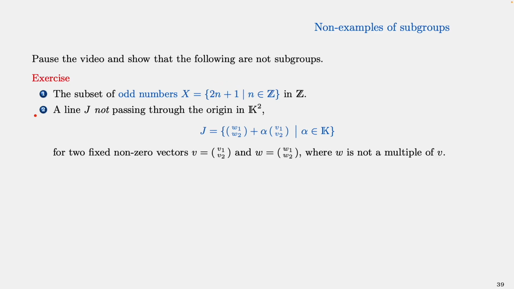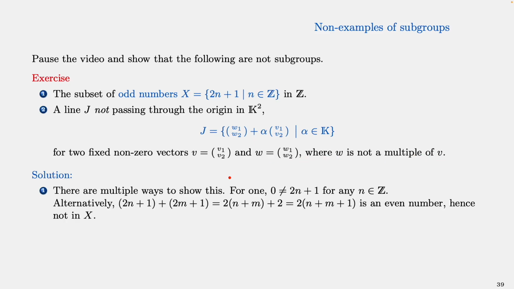The second example is a line J that is not passing through the origin in this vector space K2. And this J is defined as follows. Again, we take two fixed non-zero vectors v and w. And again, for v, I just run it through all its multiples, where I have this factor alpha that can be any number from this set K. And I offset this line by this vector w. And in order to make sure it doesn't go through the origin, I have to assume that v and w are linearly independent. So in other words, w is not a multiple of v.